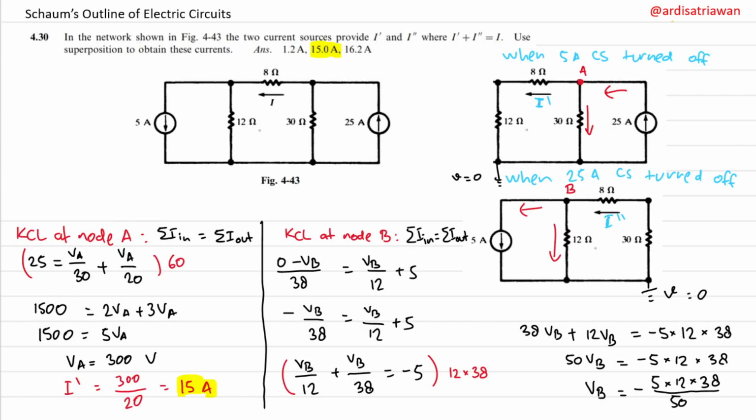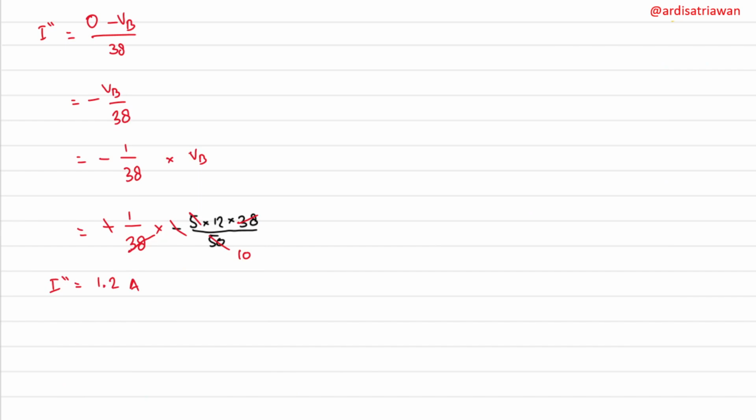So now we have this I prime, and then we also have I double prime. The final thing we need to calculate is the sum of them. So I is equal to I prime plus I double prime, so I is equal to 15 plus 1.2, or I is 16.2 ampere. And this is the final answer for this question.